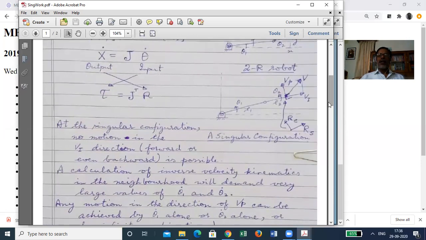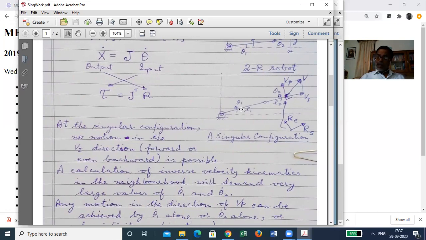Now we have already noticed that such a situation occurs at the end of the reach of the manipulator. And you have seen that in a completely stretched condition, there is one such situation. There will be another such situation at the completely folded situation also here. Okay. So if you fold the second link completely so that the end effector point is here, then there also you will have a singularity where theta 2 is not 0, but theta 2 is pi.